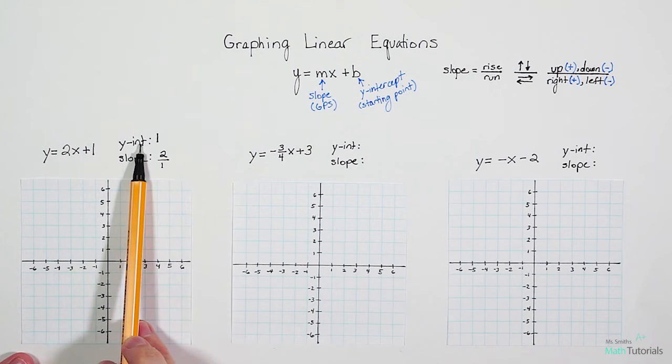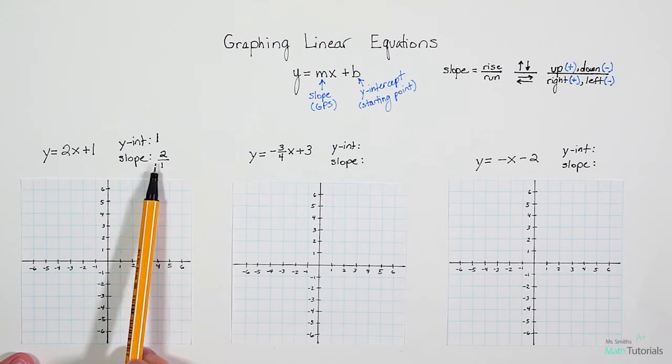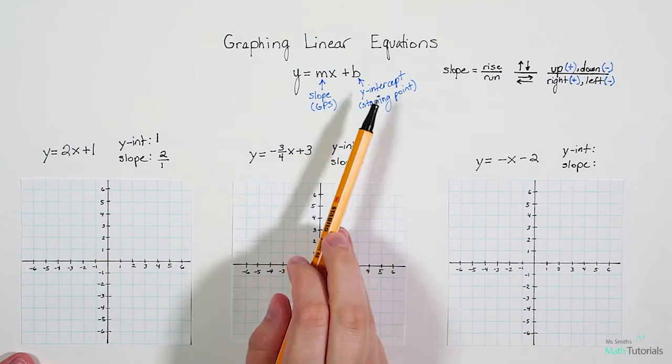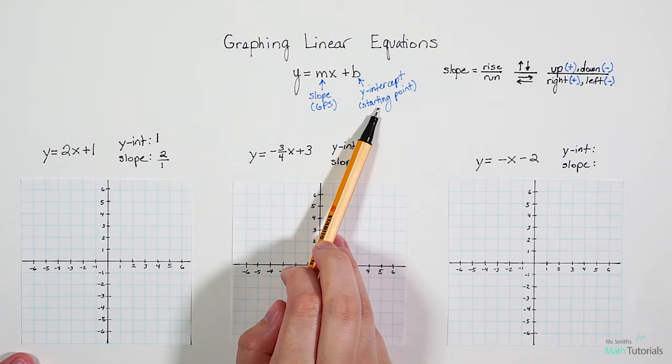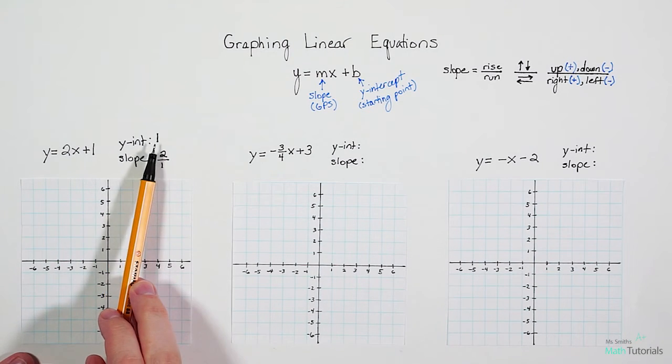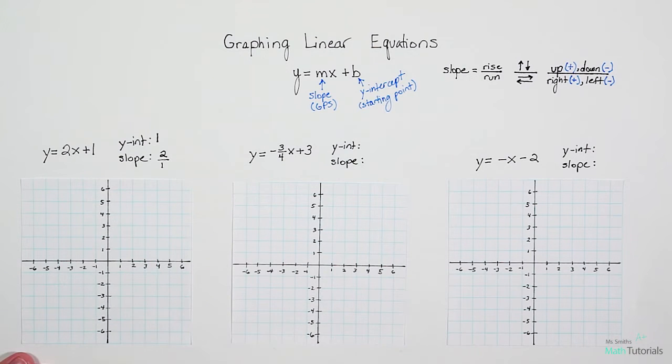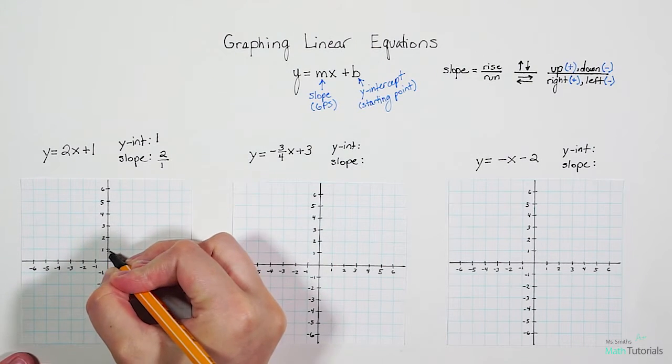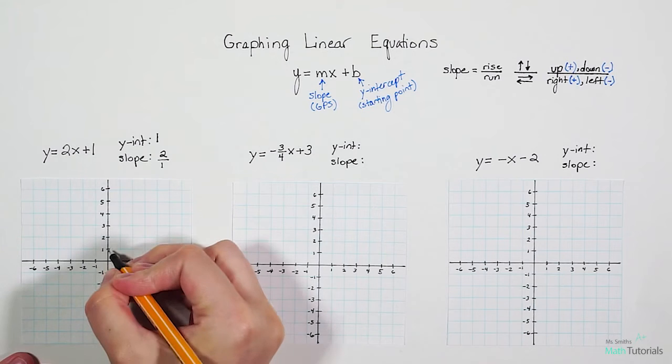Now that we have our y-intercept and our slope laid out, we're ready to graph. Our y-intercept, being our starting point, is going to be the place where we start on the y-axis. That's why it's called the y-intercept. So if our y-intercept is +1, then we graph our first point where y is +1.